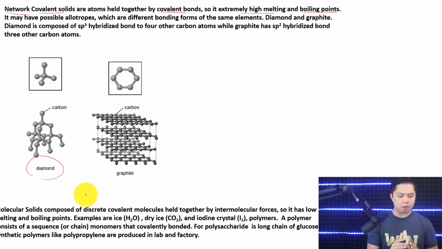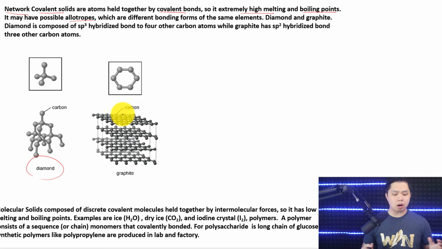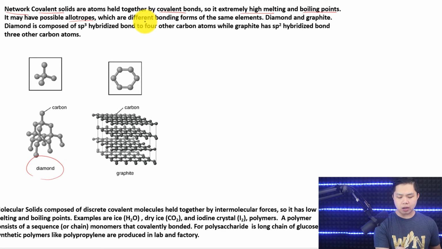Another term when we talk about network covalent solids is allotropes. Allotropes are basically different types of bonding forms, okay? For example, right here we have graphite and we have diamond. Both are made of pure carbon, okay? But these two right here are two different allotropes of the substance carbon. That's because they have different bonding structures, okay? So they have different bonding forms.